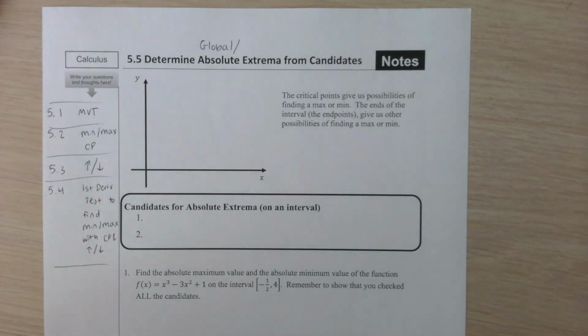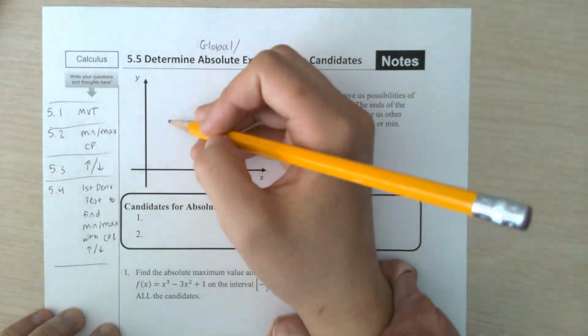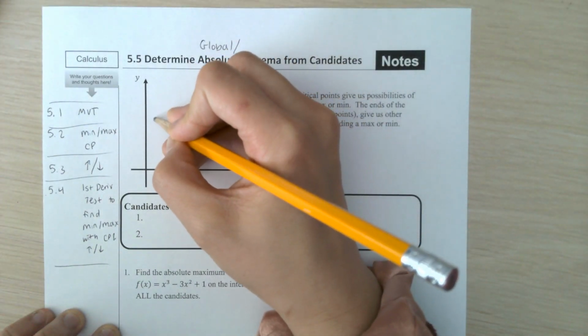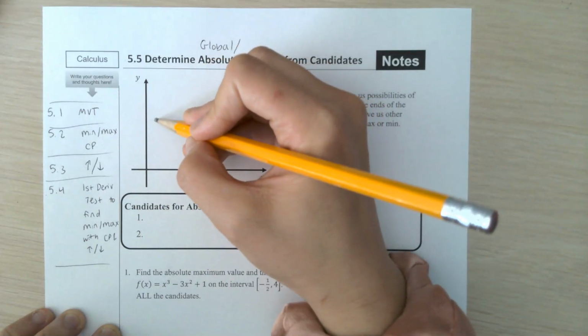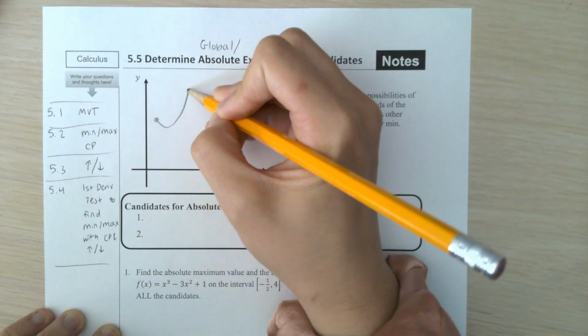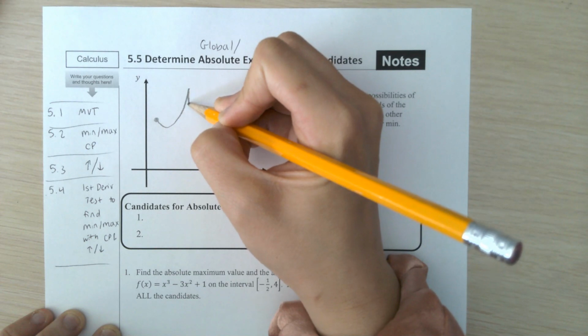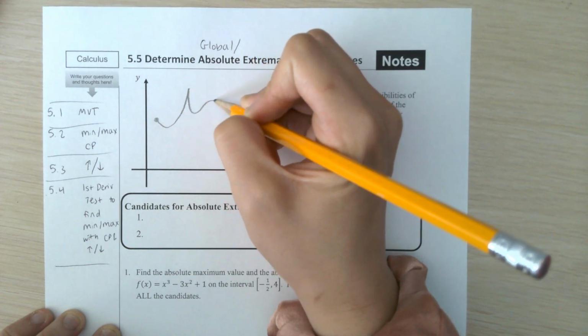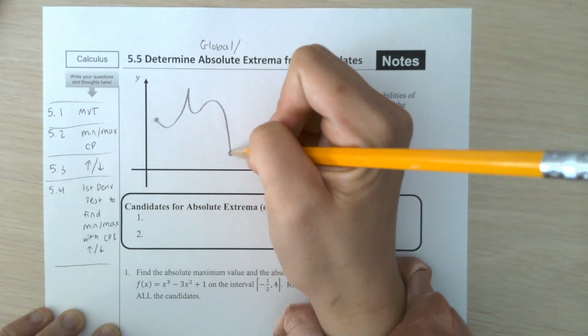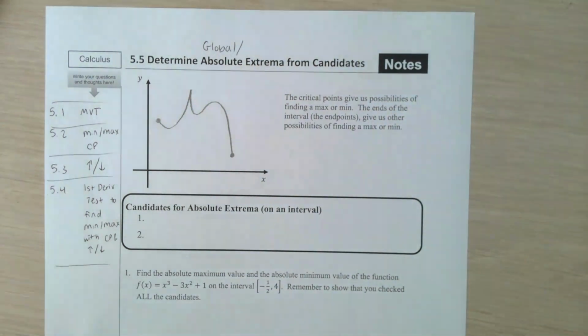Okay, so let's give ourselves some random graph over here. So we're going to start right here. We're going to dip down. We're going to come up to a cusp, dip down again, come up, and then end down here. So your drawing doesn't need to be perfect, but get this general shape. And we're going to label a few points on here.